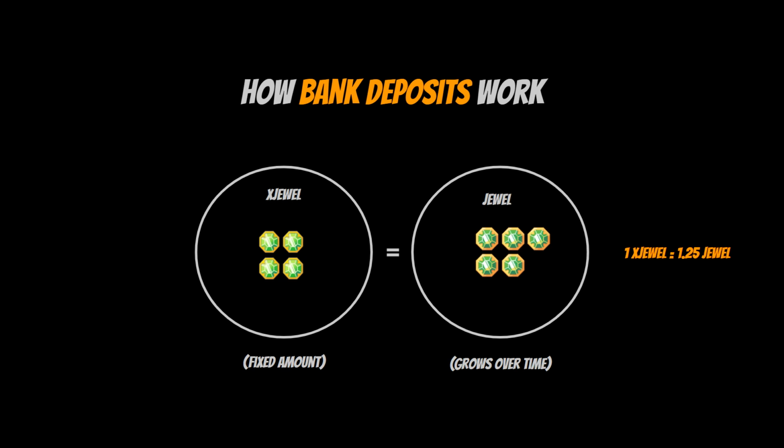Okay, so this is a very simple example of how this works. Of course, the number of joules and X joules is much larger than this example, but I'm just using small numbers to explain things in a way that you can hopefully easily understand.